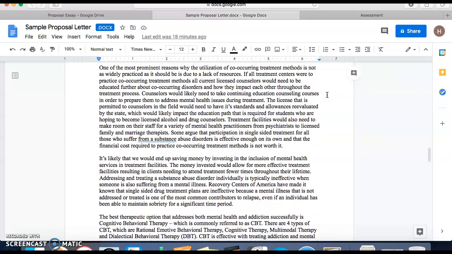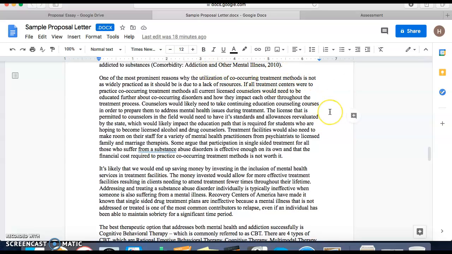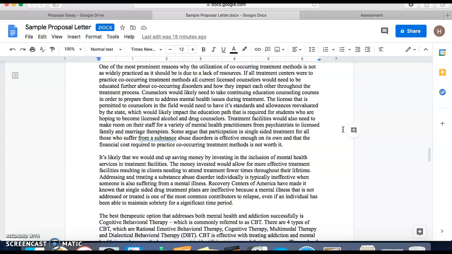And then we move into her address of her solution. So she starts out here with actually the counter argument to her solution, which is that it requires a lot of resources to implement this solution because it requires retraining people, it requires licensing people differently. So she addresses the counter argument right here. You're welcome to do that somewhere in your essay. Talk about what resources would be required to implement your solution.